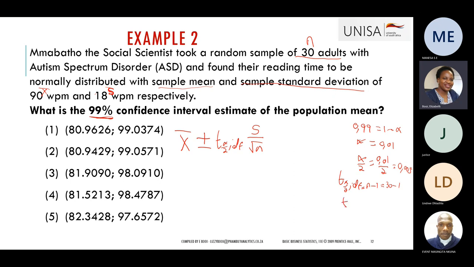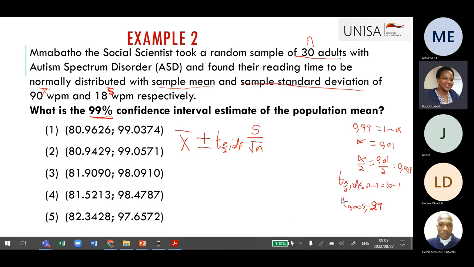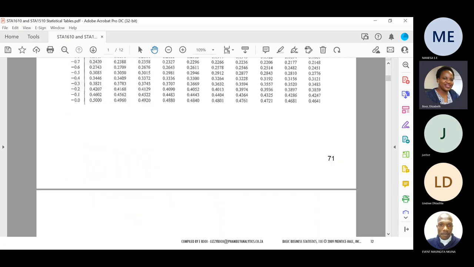So N minus 1 will be 30 minus 1. So our T of 0.005 and the degrees of freedom of 29. So let's go and find that critical value. So you need to pay attention to those small details. They can give you wrong information if you use the wrong thing, because here we would have used 2.58 and we would have gotten the answer wrong.